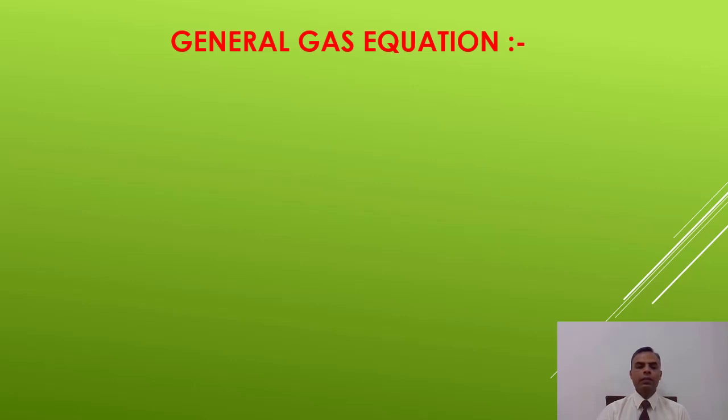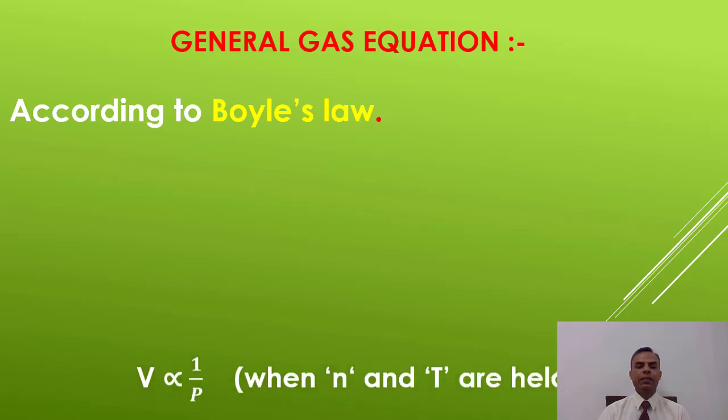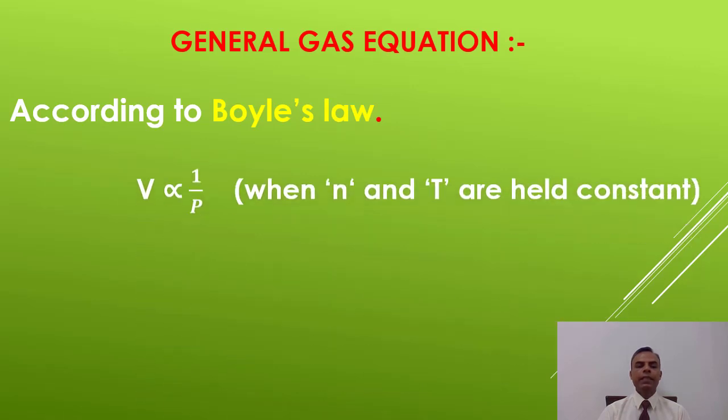First one, according to Boyle's law, the volume of a given mass of a gas is inversely proportional to the pressure applied to the gas at constant temperature and number of moles. Mathematically, it can be written as volume is inversely proportional to pressure when number of moles and temperature are held constant.